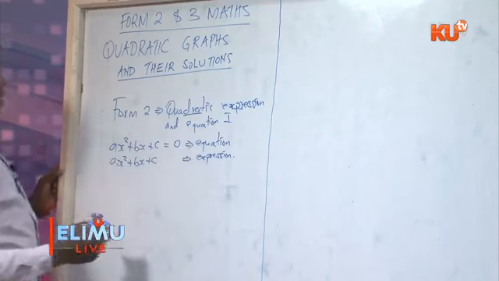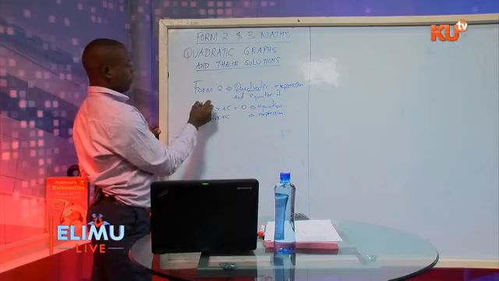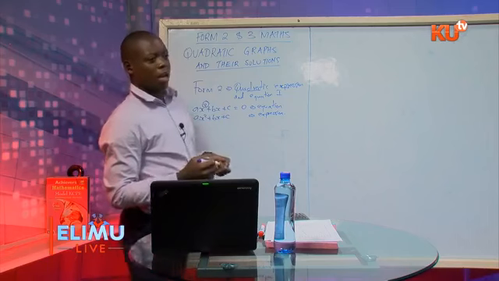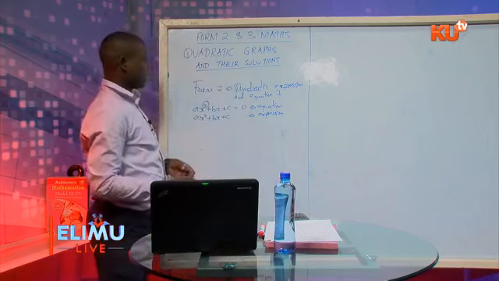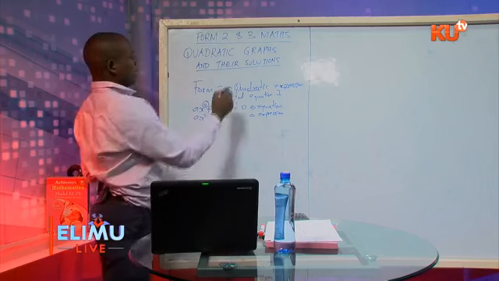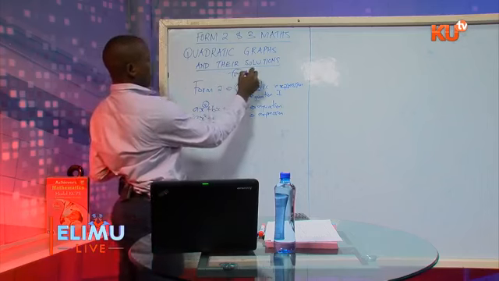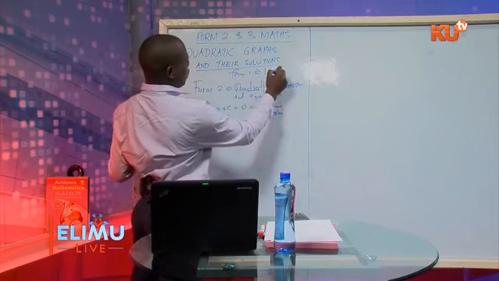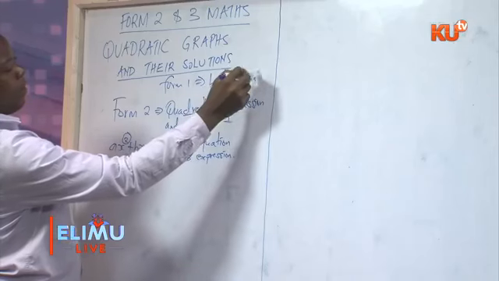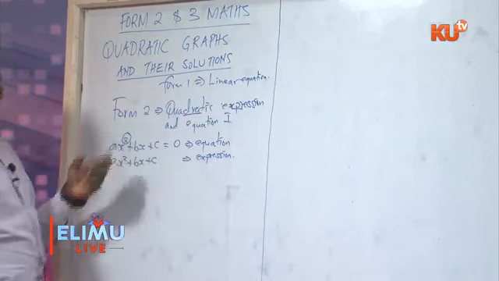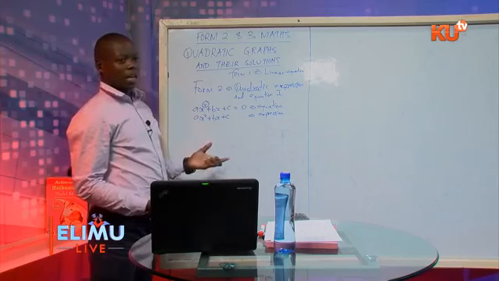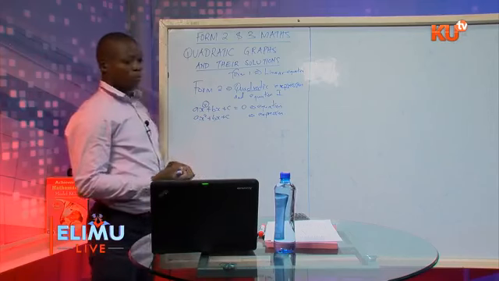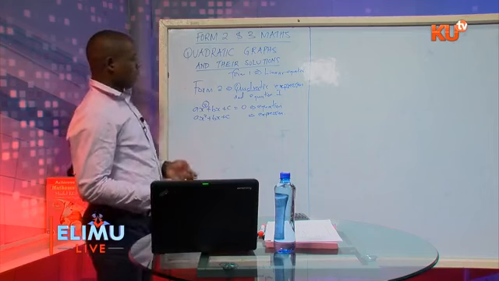But the most fundamental thing is that a quadratic expression or equation is where the highest power is 2. So when the highest power is 2, we call them quadratics. When the highest power is 1, that is covered in Form 1, we call them linear equations. So we develop from linear equations in Form 1. In Form 2, we look at quadratics. Again, in Form 3, we look at quadratics, and then we bring in a new concept of cubic graphs.